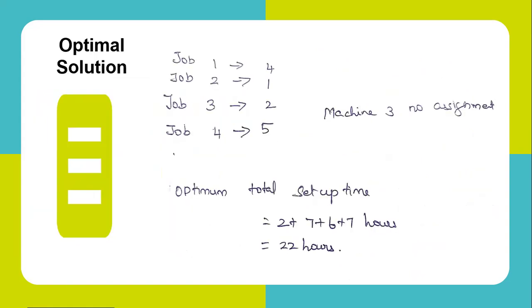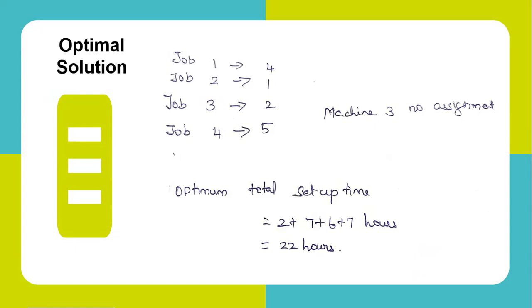So with this, we find the structure: job 1 is allocated to machine 4, job 2 is allocated to machine 1, job 3 is allocated to machine 2, job 4 is allocated to machine 5, whereas machine 3 does not have any allocation, because when the allocation is made to machine 3, it will involve more cost, and moreover there were only 4 jobs which could be allocated to 5 machines, so one machine has to go without any allocation. So machine 3 has no assignment or allocation.